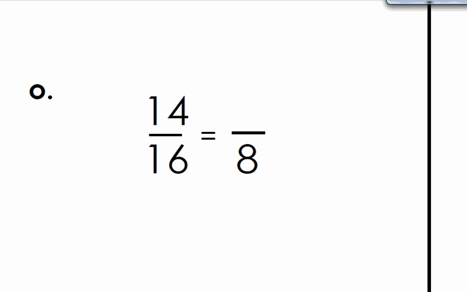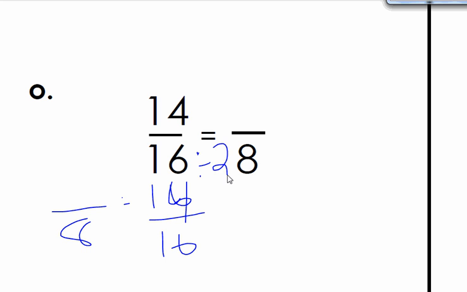Okay, I want to know: 14/16 is equal to how many 8ths? Am I using division or multiplication? Division, yes. I would use multiplication if it was like that. So division: 16 divided by what gives me 8? 2. So whatever you do to the bottom, I do to the top. So what's 14 divided by 2? 7.